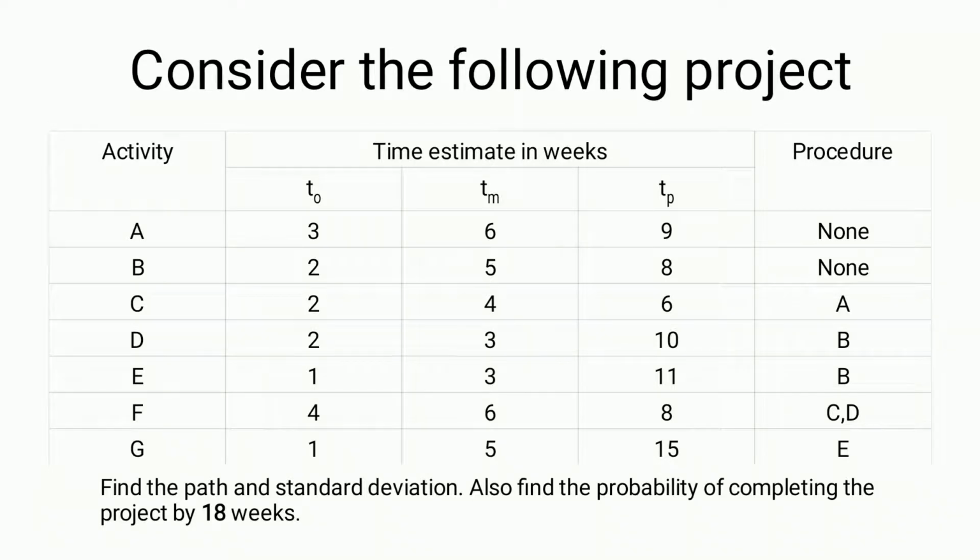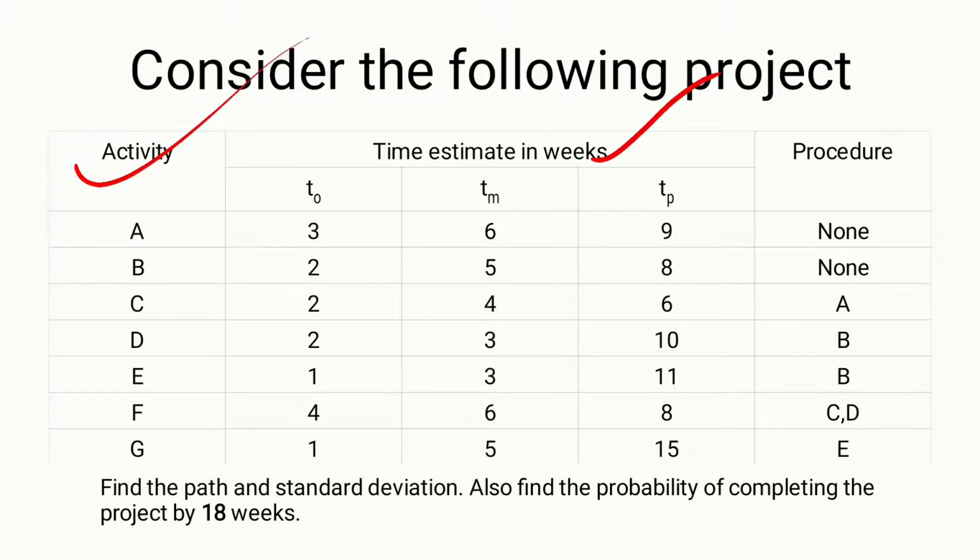Consider the following project. Here in this question he is asking us to find the path and standard deviation, also find the probability of completing the project by 18 weeks. He is asking us to find out the probability of completing a project in 18 weeks, and in the question he has given the activity time estimates in weeks.